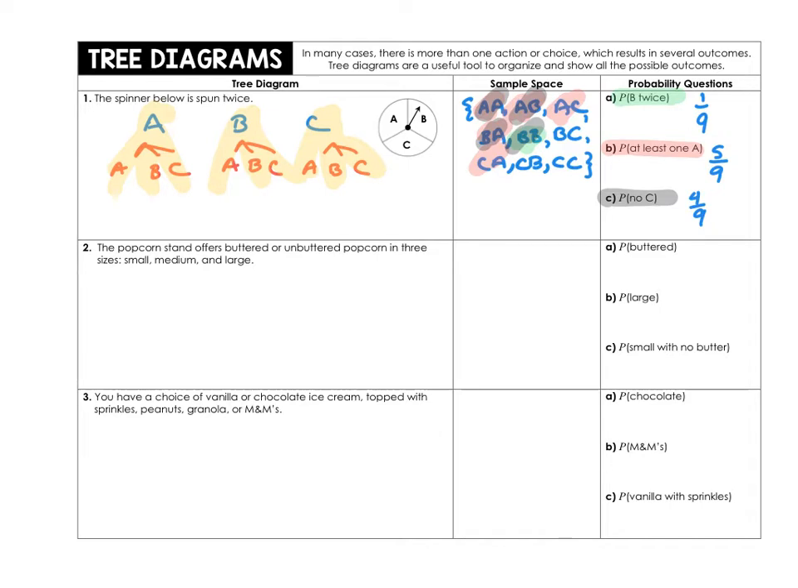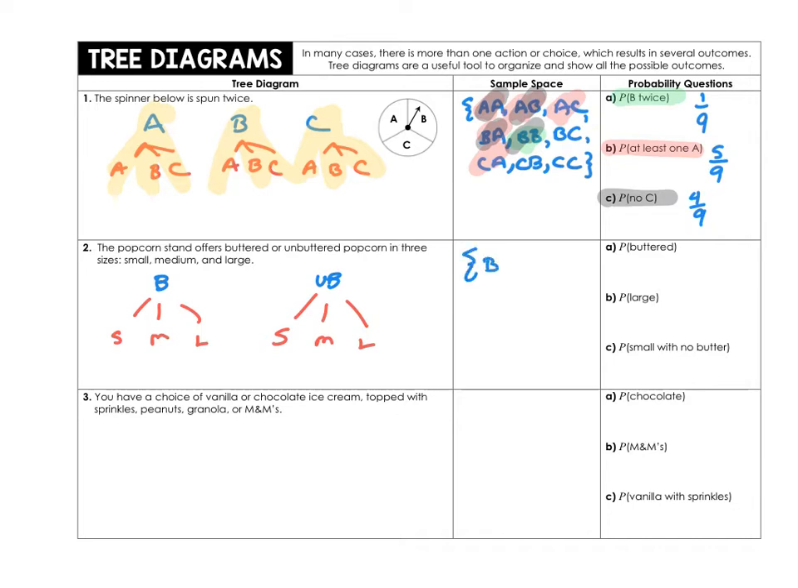The popcorn stand offers buttered or unbuttered popcorn in 3 sizes: small, medium, and large. All right, so our first choices are buttered or unbuttered. And then we can do small, medium, large, small, medium, large. Right, so now we know exactly what the possible combinations are.